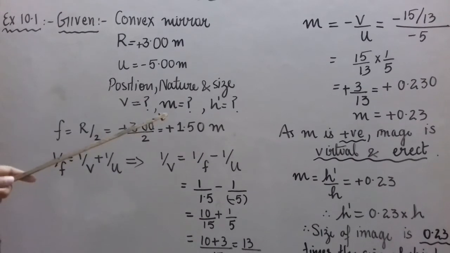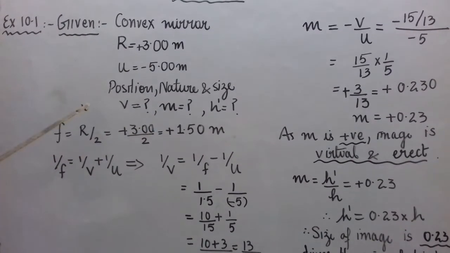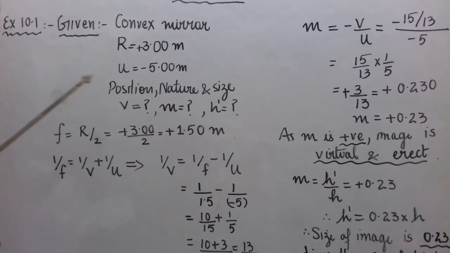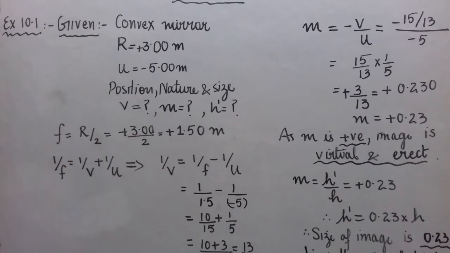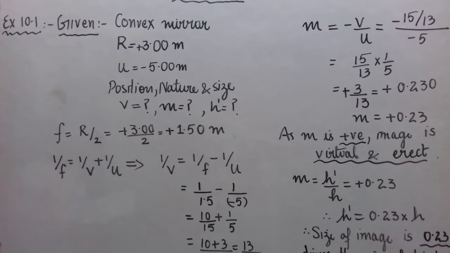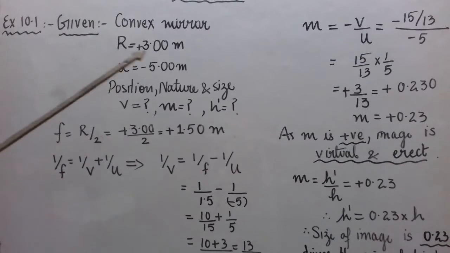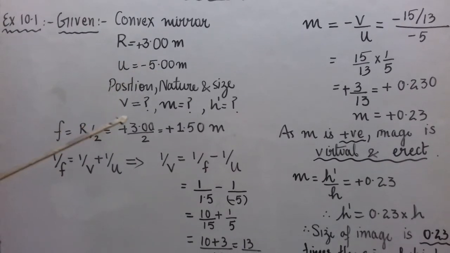Now size of image. Size of object is not given. So we cannot find out the exact size of image, but at least we can give some idea of how enlarged or how diminished it is with respect to size of object from magnification. So let us see how we can do it.